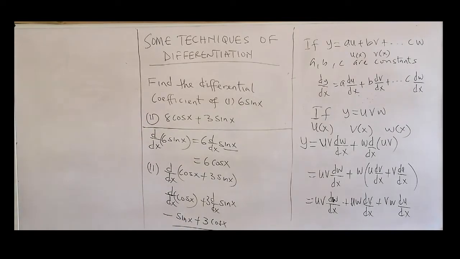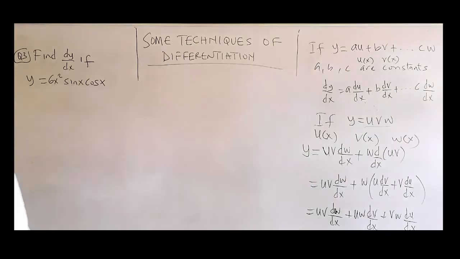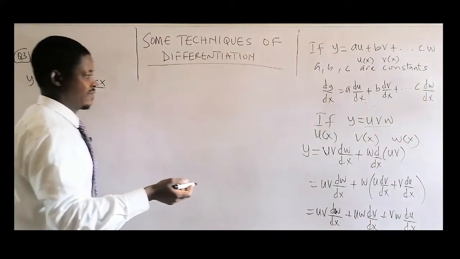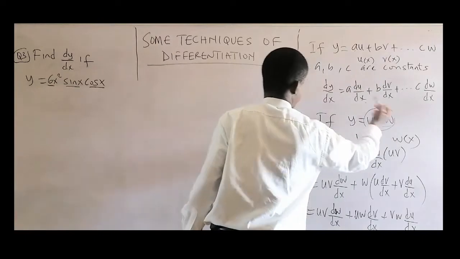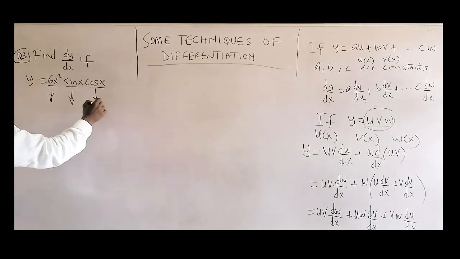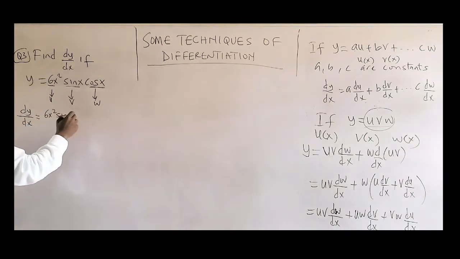Then the next question I want to look into is the third part. Yeah, the third question. We have 6x squared sine x cos x. As I've said, we're going to use this, since it is a product of 3 items u, v, w. So this one can be called u, this is v, and this is w. So in that case, dy/dx will be equal to 6x squared sine x, then d/dx of cos x.